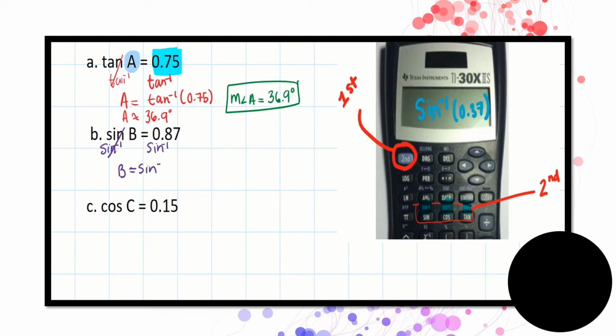We treat the other examples the same. To cancel sine, we're going to take the inverse of sine, do it on both sides, and then we punch that into our calculators. We're going to do sine inverse of 0.87, and that gives us approximately 60.5 degrees. These are not all on the same triangle. Angle A will be on one right triangle, angle B will be in another right triangle, and angle C will be in another right triangle.